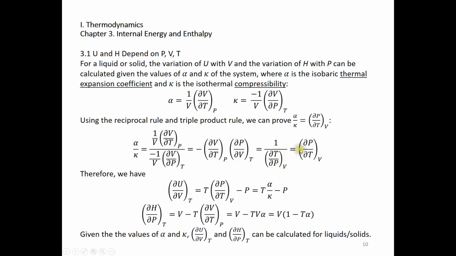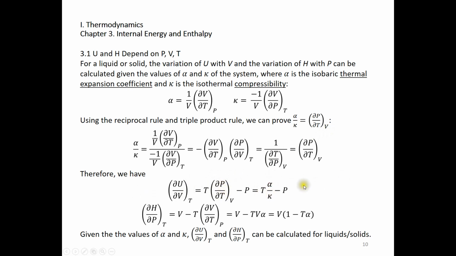And then finally we're going to use the reciprocal rule again. So make sure these two subscripts are the same. Then we can flip this. It's going to be delta P over delta T. So over here, alpha over kappa, that's just delta P over delta T on a constant volume condition. Now we have delta P over delta T. It's just alpha over kappa.